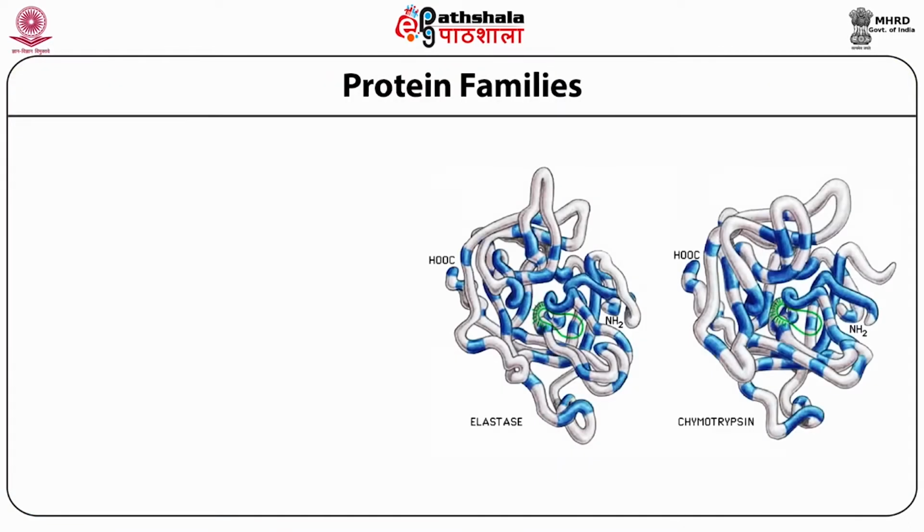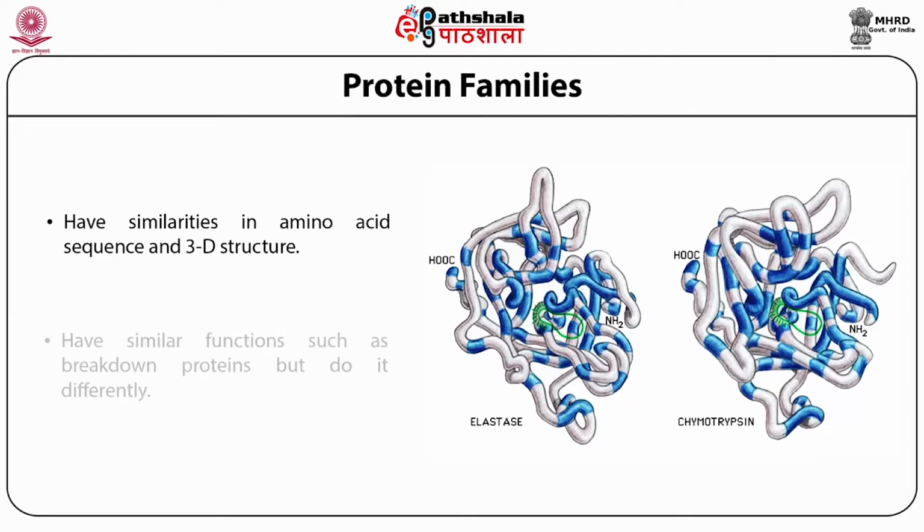This is very important: the conformation is easily available without giving any external energy. That conformation acts as a domain. All the biochemical reactions may occur in the particular domain or conformation. Protein families, of which there are two types, elastase and chymotrypsin, have similarities in amino acid sequence and 3D structure, and have a similar function such as breaking down proteins, but do it differently. This is how protein families or protein-like compounds can act.